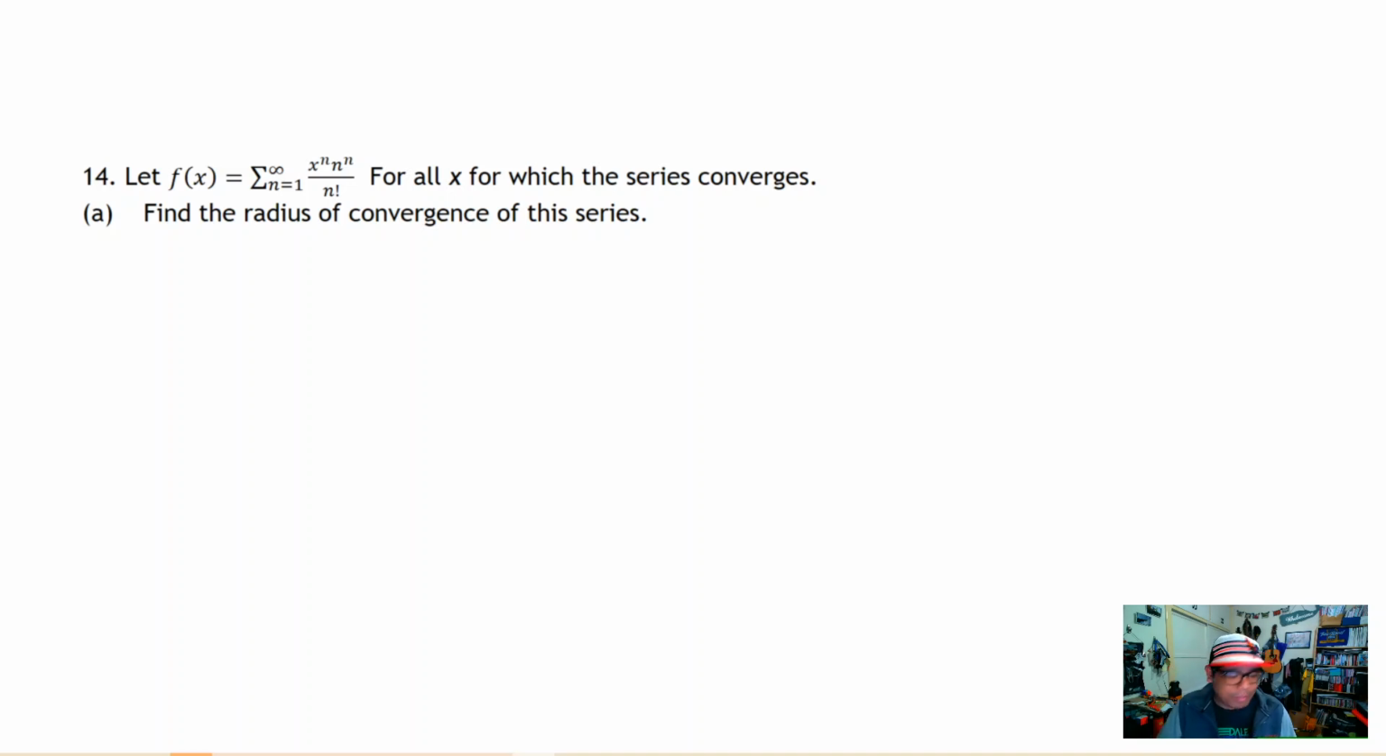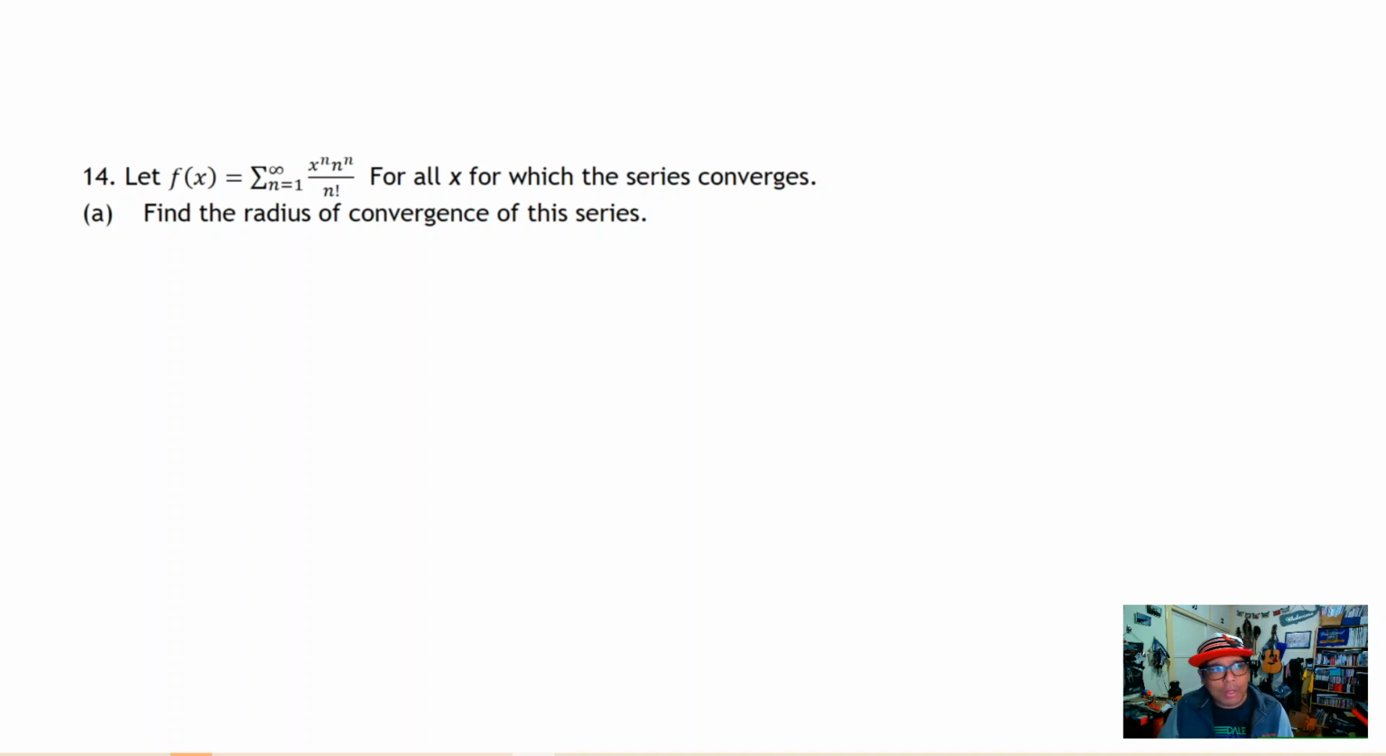How's it going, everyone? Today we're going to be looking at the very last problem of our practice test for Chapter 10 in AP Calculus. This is question 14, where we're first starting by finding the radius of convergence for the series x to the n to the n over n factorial.